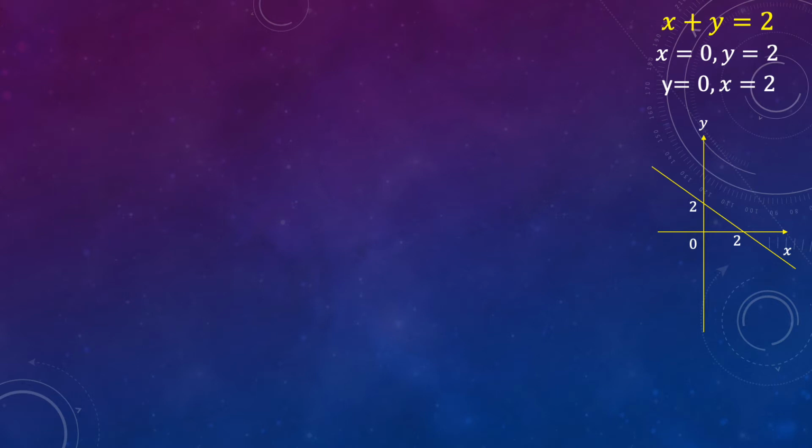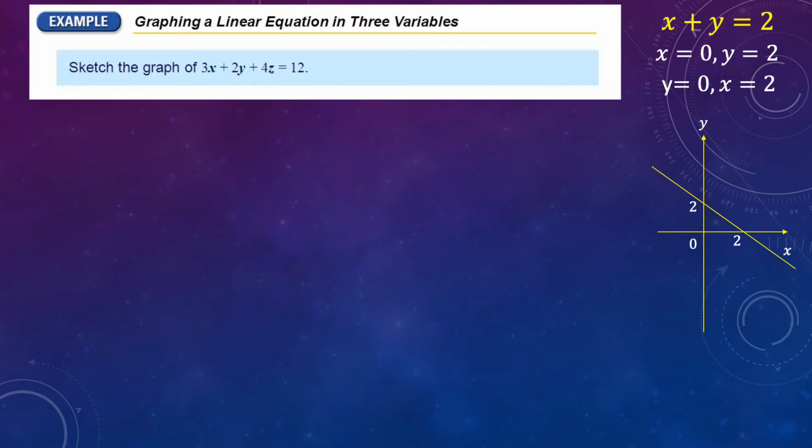Now let's see how to sketch a linear equation with three variables. For example, graphing a linear equation in three variables. The example is 3x plus 2y plus 4z equals 12. Same as the equation with two variables, we find all the intercepts first. That means the x-intercept, y-intercept, and z-intercept.